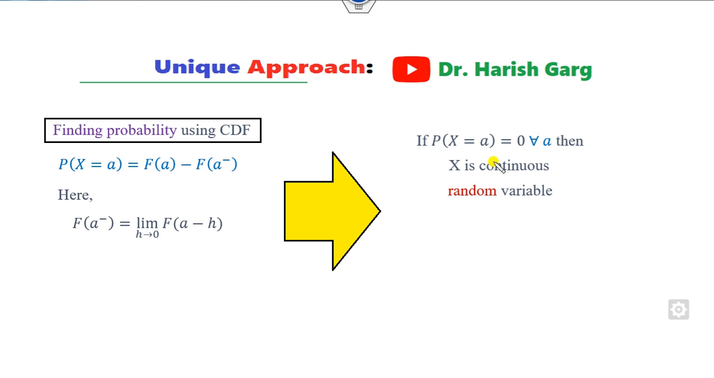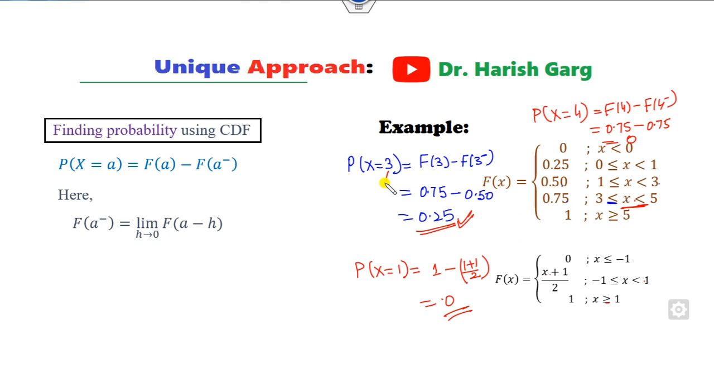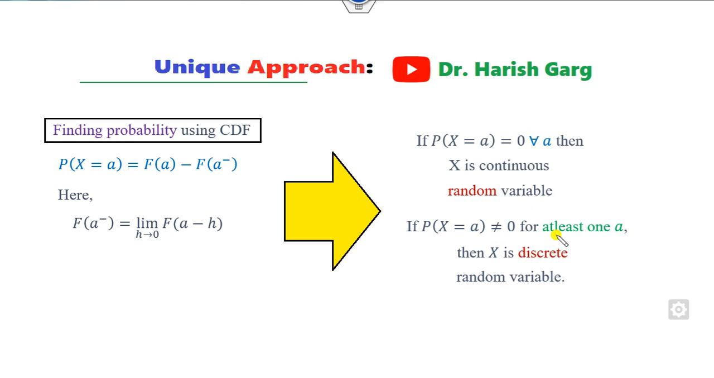So if you find the probability at the point is 0 for all x, remember, for all x, then X is said to be a continuous random variable. Like here, you can see this is non-zero. It means this X is not continuous. And if you find it non-zero for at least one point, then it is called a discrete random variable. This concept is very, very important for you to identify whether the variable is discrete or continuous.